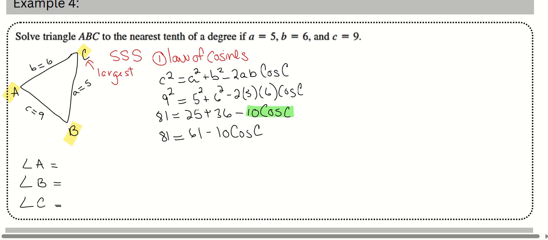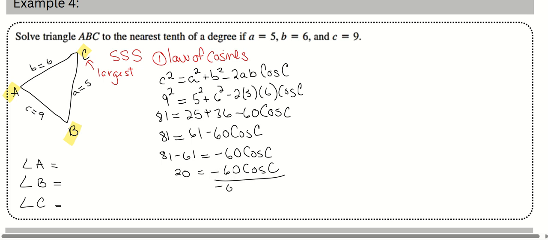cosine C, which means I want to move the 61 over to the left, leaving me with negative 60. Oh my gosh, negative 60 is what I should have written down, because 2 times 5 is 10, and then times 6, sorry. So we should end up with negative 60 cosine of C. 81 minus 61 gives me a nice 20. And all that's left to get cosine of C by itself is to divide by negative 60.